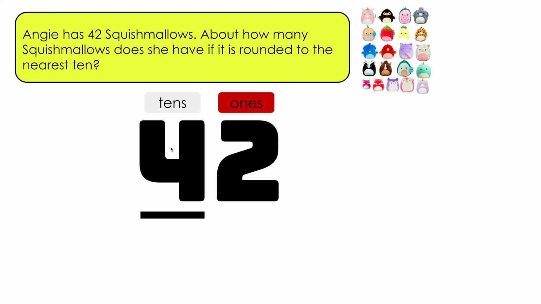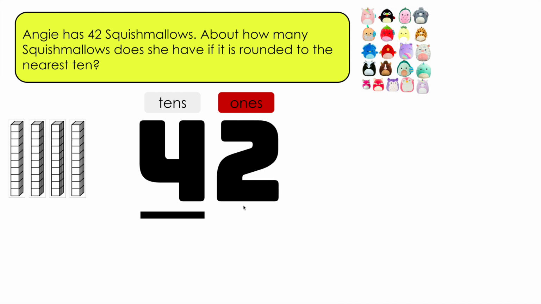Let's count by tens 4 times since we have a 4 in the tens place. 10, 20, 30, 40. The 2 in the ones place is also important. Let's take a look. We have 2 ones. If we have 2 ones, that means we still need 8 more ones to make another 10. That's more than half. Half would be needing only 5 ones, but we need 8. So we know we're closer to 40 than we are to the next 10, which would be 50.